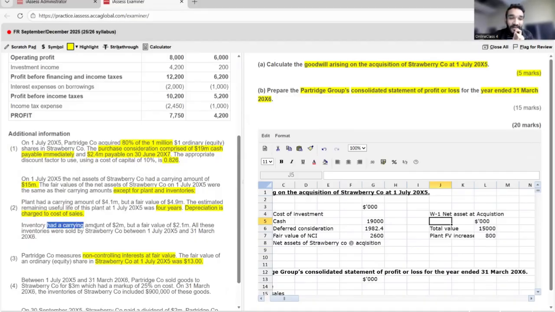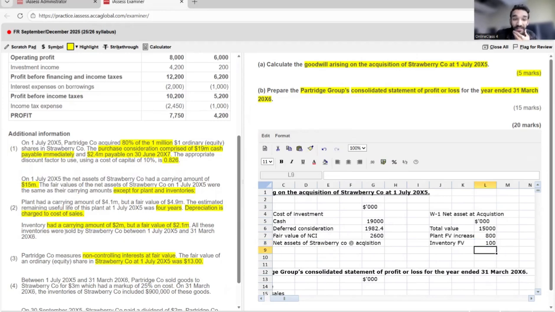Okay. Inventory had a carrying amount of 2 million, but fair value is 2.1. Okay. Inventory is a current asset. Their inventory has also increased. This is something which is new, and sometimes the FR examiner does include these types of exceptions as well. This is something which is rarely tested, but it is very important. When the inventory is also increased, we have to incorporate that fair value as well. So it's basically 2.1 minus 2000.